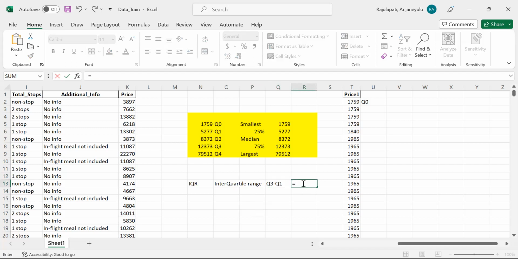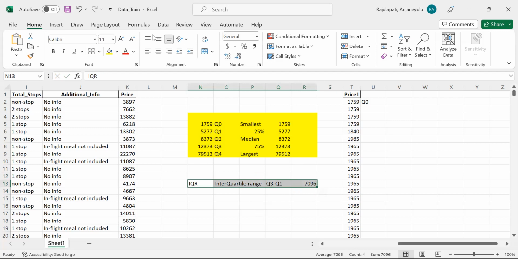So simply we can give that, the quartile 3 is 1373 minus, and quartile 1 is 5277. Okay, so you got 7096. So this is your interquartile range value. This is your interquartile range.